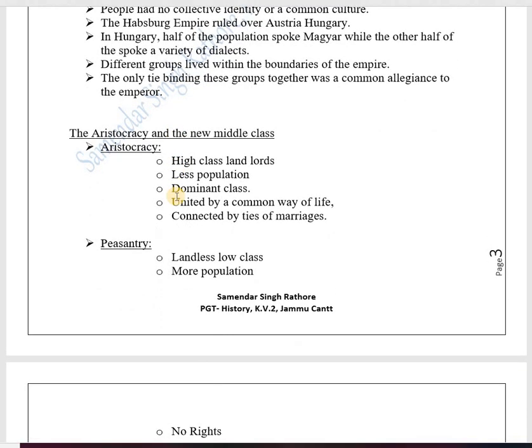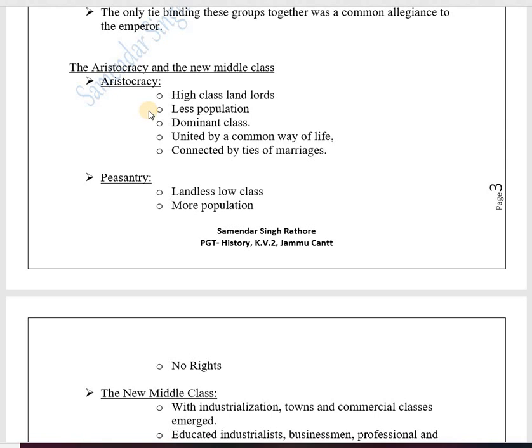Now coming to the different classes during this period in Europe. The next topic is the aristocracy and the middle class. First we'll talk about which classes were present in Europe during this time. Aristocracy. This was a high class of landlords, but the population was less. That means they were less in number. It was a dominant class. It was mostly the ruling class, and it was dominating other classes. They were united by a common way of life, their lifestyle, and they were connected by ties of marriage. All the people in the aristocracy were related to one another.